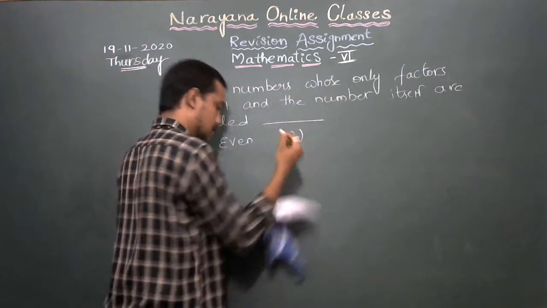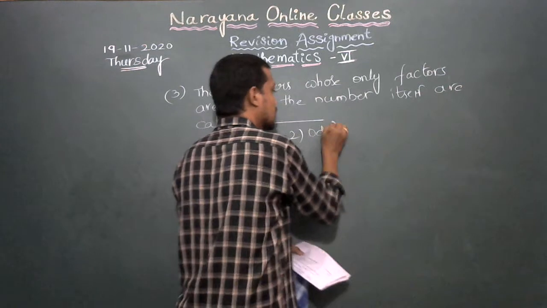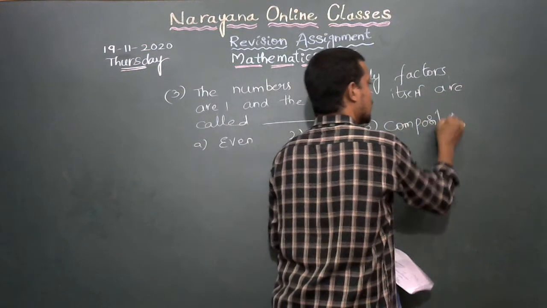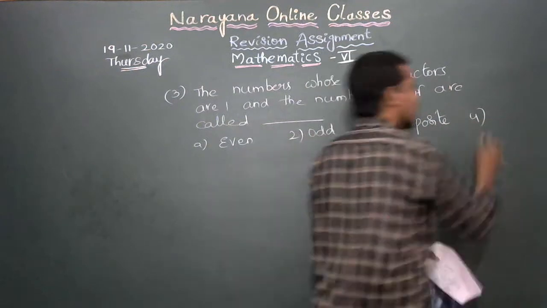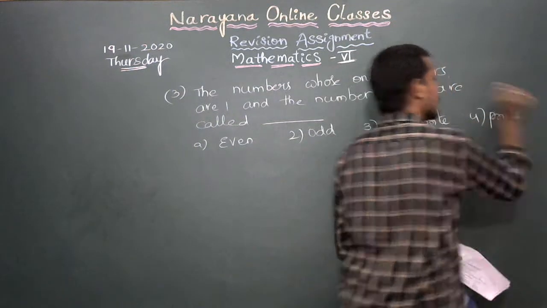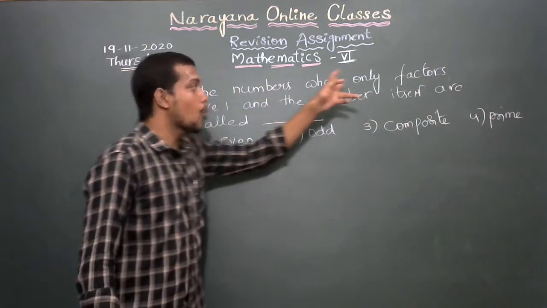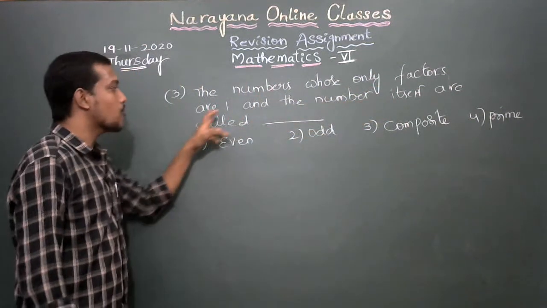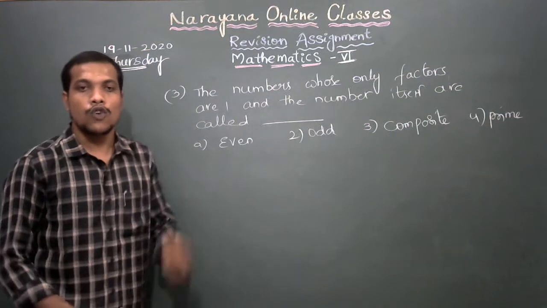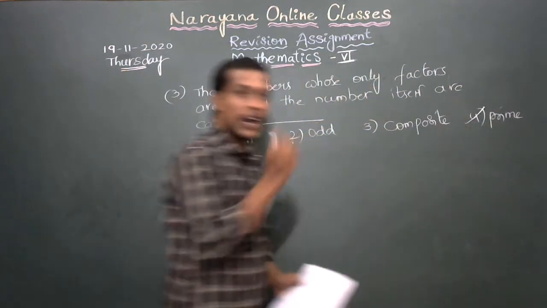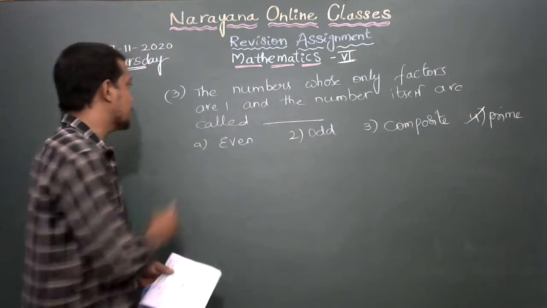Now options: even, odd, composite, fourth one prime. Okay. So the numbers whose only factors are 1 and itself. So 1 and itself is nothing but a prime number.